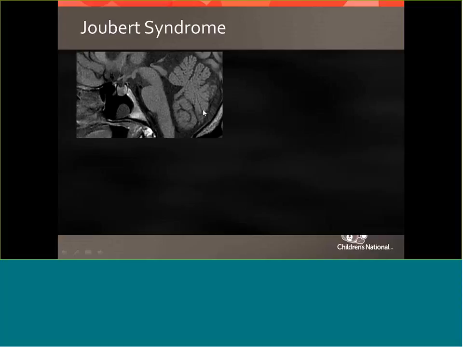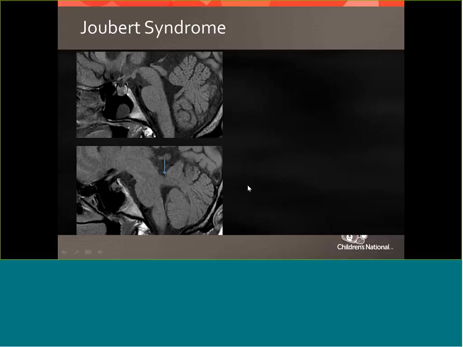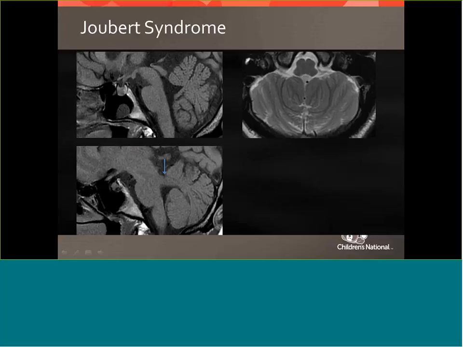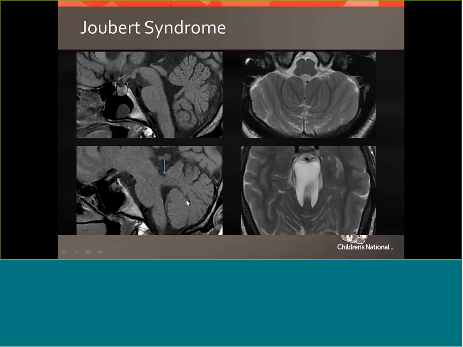Here's a patient with Joubert syndrome. We can see underdevelopment of the vermis. Note the thinning of the lower midbrain here and thickened horizontally oriented superior cerebellar peduncle. Opposed cerebellar hemispheres rather than splayed as in the Dandy-Walker malformation. And the classic molar tooth malformation that's diagnostic of this disorder.